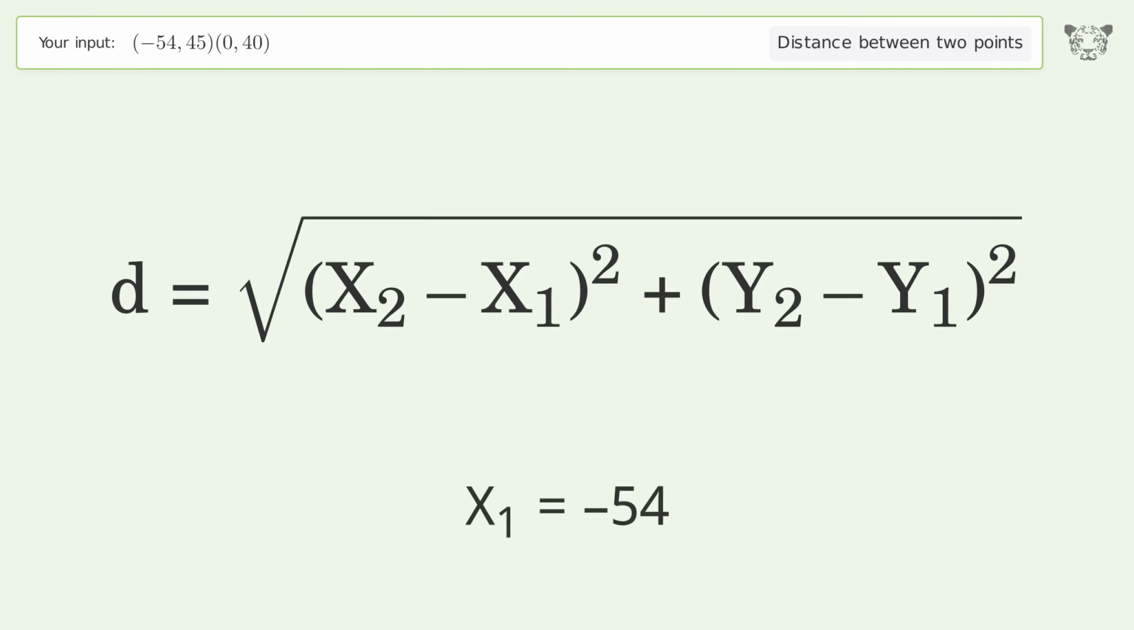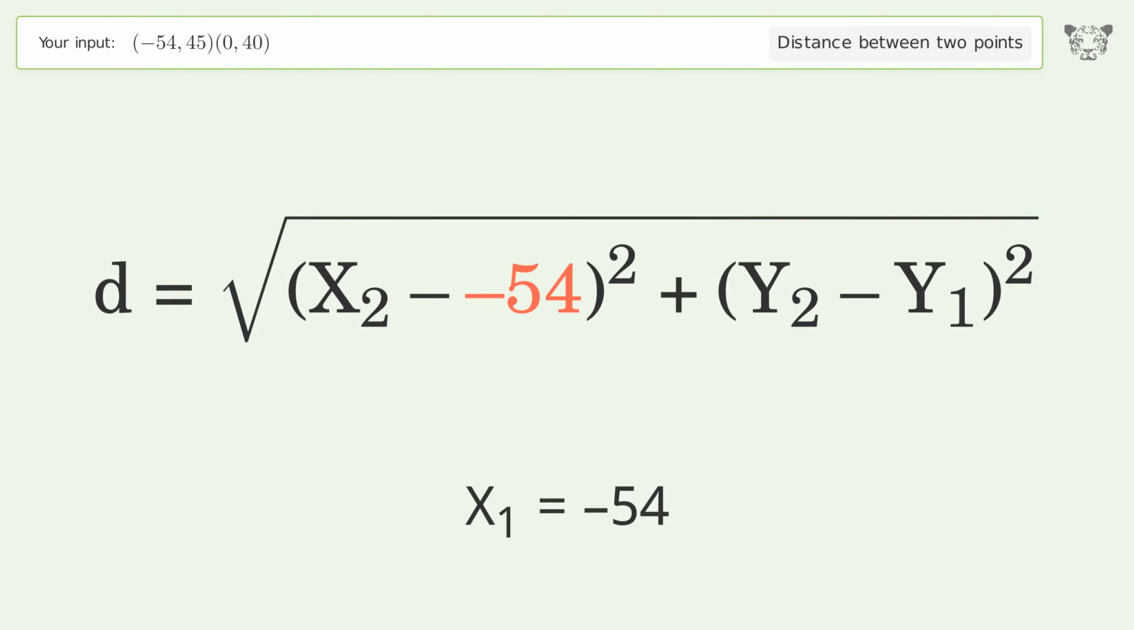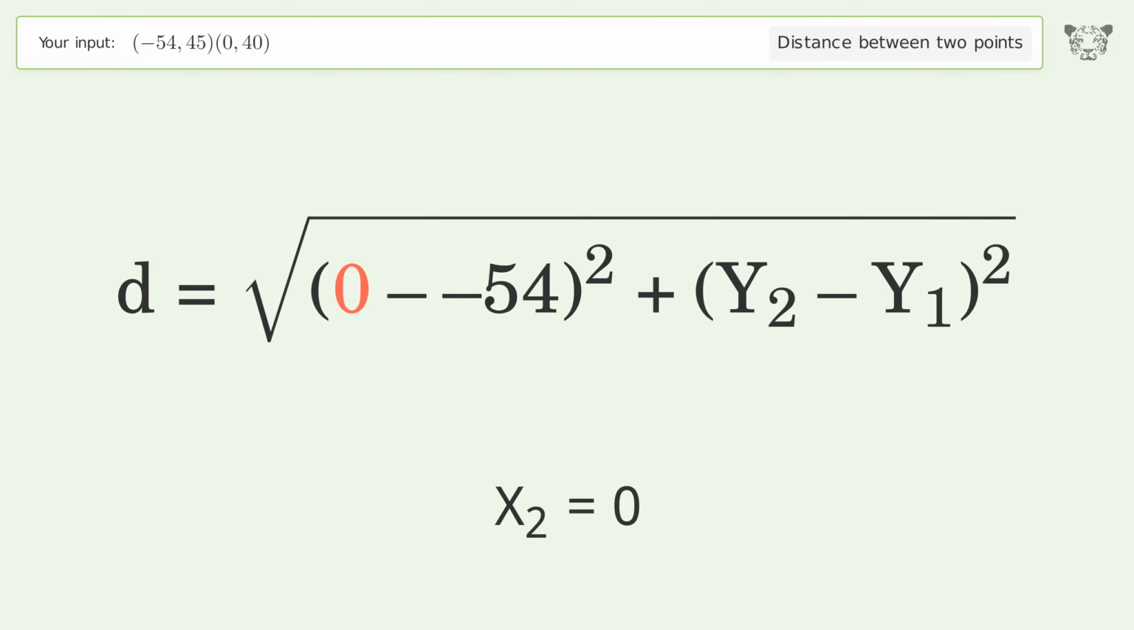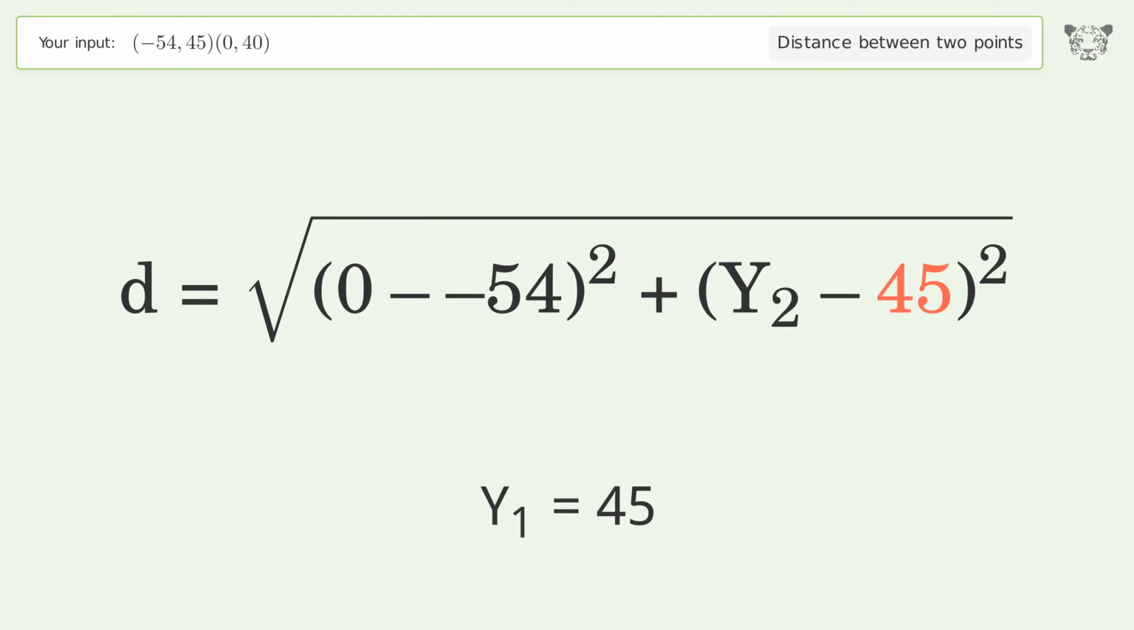x1 equals -54. x2 equals 0. y1 equals 45. y2 equals 40.